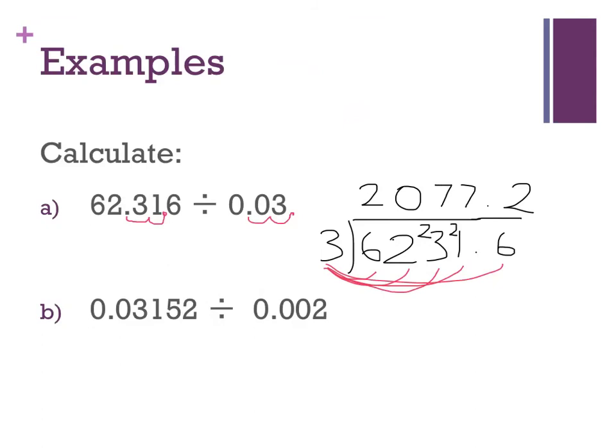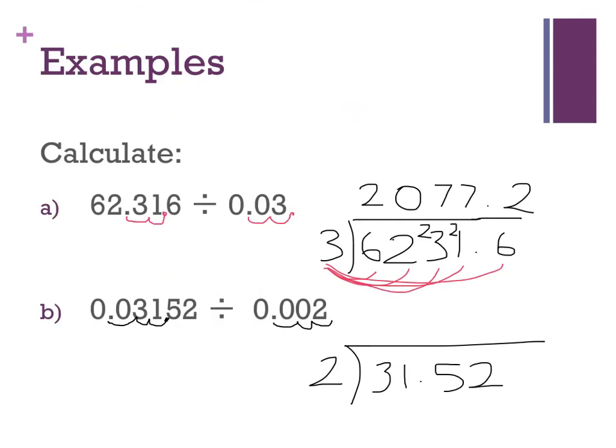Look at this next example for B. Now, it's 0.03152 divided by 0.002. Interesting. Okay, 1, 2, 3 places to make my divisor a whole number, which means I must move 1, 2, 3 places in this number. So the number I'm dividing now is 31.52, and I'm dividing it by 2. So I pop my 2 in there, 31.52, and I begin my division.